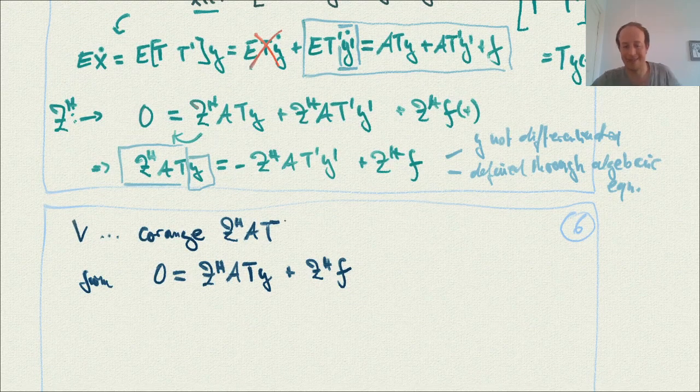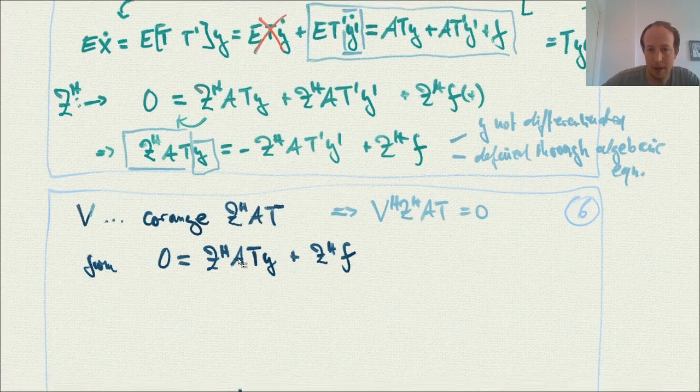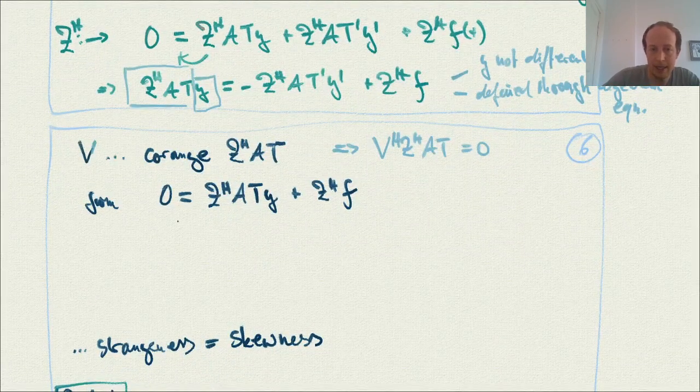Yeah, I know what I was missing. Okay, so now we can look at the co-range of ZHAT, which in particular means that we will have VH ZHAT is 0. We apply this here, then this will be cancelled here, and so this is not right here.